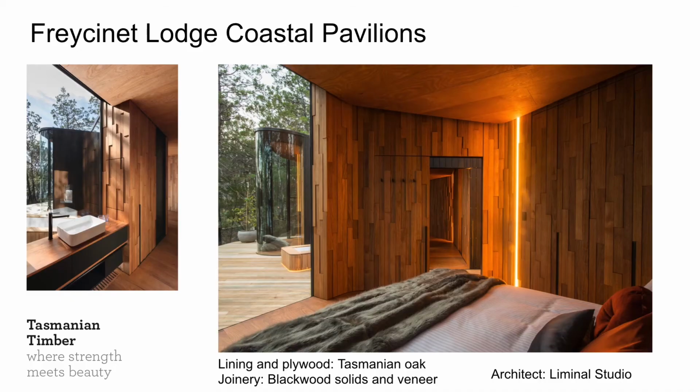So here's a different part of the same place. Again, Tas oak in the ply and the walls, and blackwood solids and veneers in the joinery. Now with joinery, you're generally looking for a solid to go on the trims around the edges, and a veneer to go on the surfaces. So the face of the bench may be veneered, and the very top and bottom might be a solid, in which you've got an extra resilience and you're covering the edge of the veneer.